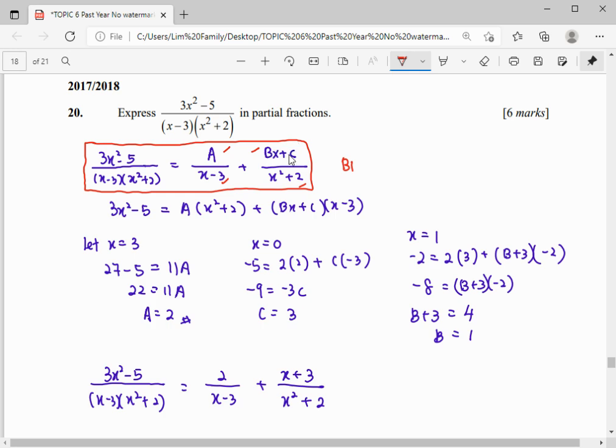Then we start our concept of equation. We build out our equation here, multiply with the factors that we don't have, and then we start letting x take values 3 times because we have 3 unknowns. This is our concept: letting 3 times and getting to the answers. Finally, we write it back into fraction form. This is how we solve our partial fraction.